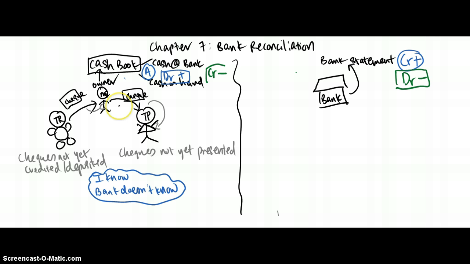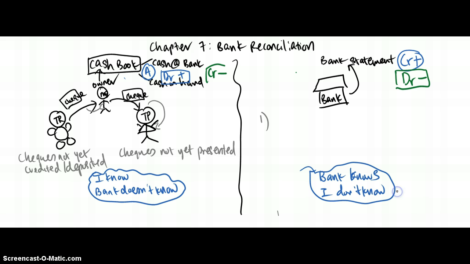Now let's move over to the bank side. On the bank side, there are also a lot of items that the bank knows and I don't know. So I'm just going to quickly draw this bubble over here that says bank knows, but I don't know. Okay, so let's bubble it up, and I am going to give you a series of what could be in here. Now let's just say bank charges.